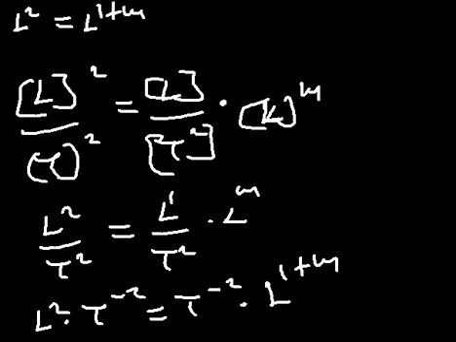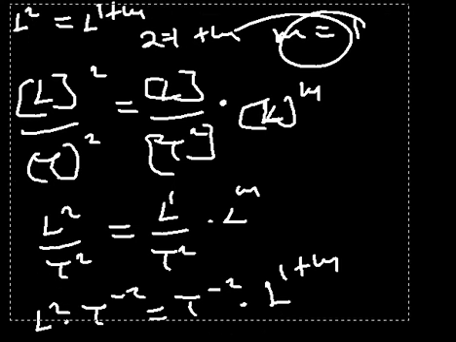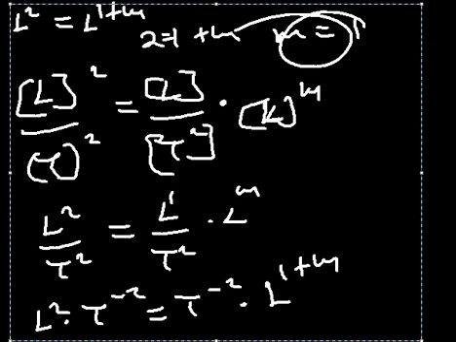Since the bases are the same, it means the powers will be the same. In this case we'll have 2 is equal to 1 plus m, so m will be given as 1. That is the value of the exponent m that makes the formula dimensionally consistent. So keep that in mind.